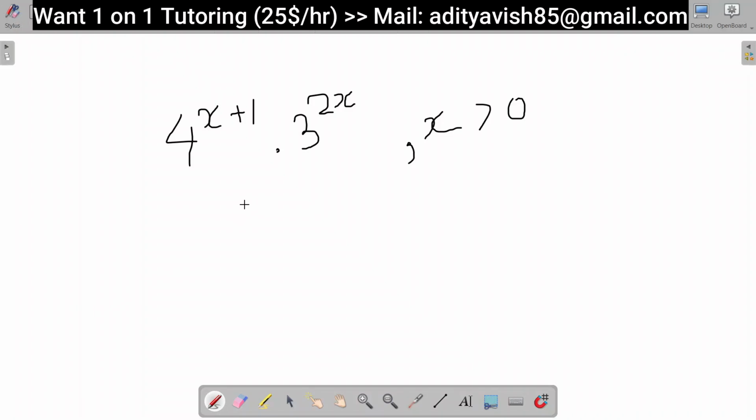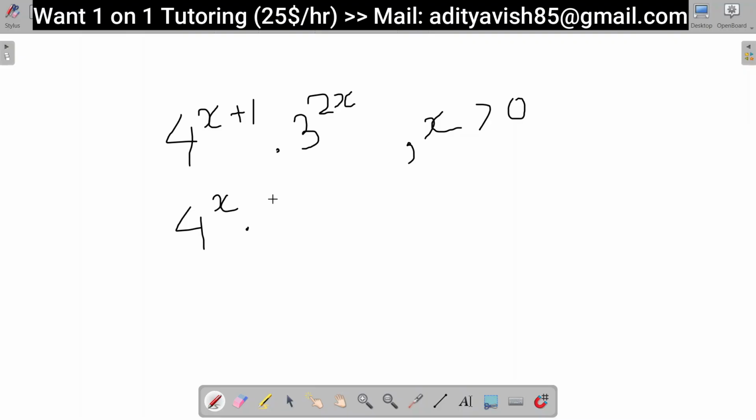So we have 4 raised to power x plus 1 multiplied by 3 raised to power 2x. So we'll use our exponent's properties. Before solving these type of questions, you need to remember all the exponent properties, how it works. So for this question, we will use this.